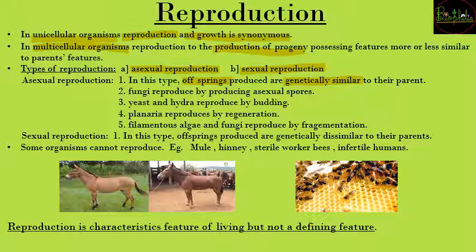That is the reason they are going to be genetically similar. अब फंगस अगर example है तो fungus is going to reproduce asexually by producing asexual spores, whereas yeast and hydra are going to reproduce asexually by budding. प्लेनेरिया के case में regeneration होगा, and filamentous algae and fungi can reproduce by fragmentation. So again you might know that budding, regeneration and fragmentation are again types of asexual reproduction.